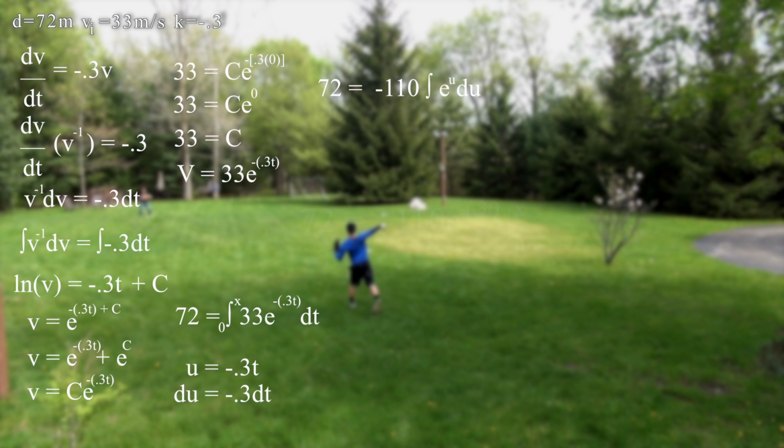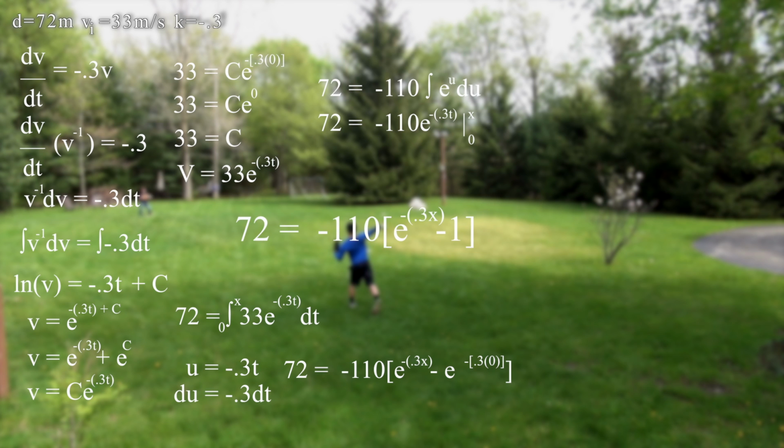So after we integrate, we replace u with its equivalent, negative 0.3t, and we look to evaluate between 0 and x. Using the fundamental theorem of calculus, we can plug in our limits and rewrite the expression as 72 is equal to negative 110 times the difference between e to the power of negative 0.3x minus e to the power of negative 0.3 times 0. Notice that the second e is raised to the power of 0. Because any constant raised to the power of 0 is equal to 1, e being a constant raised to the 0th power is equal to 1.